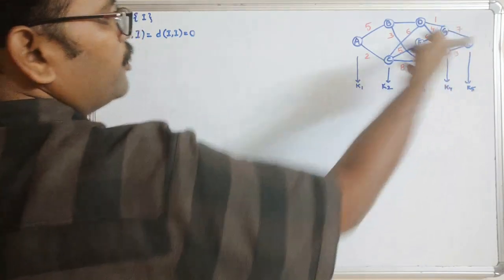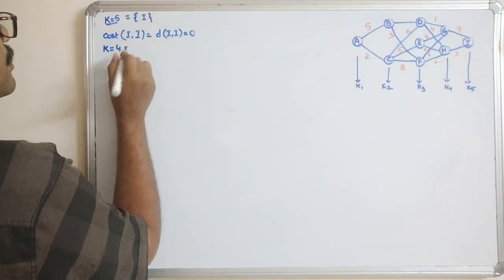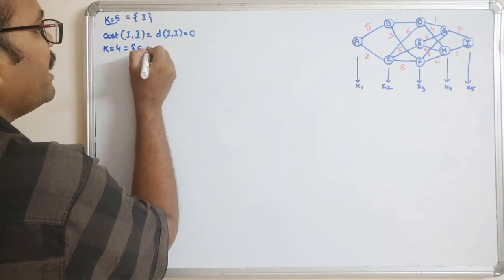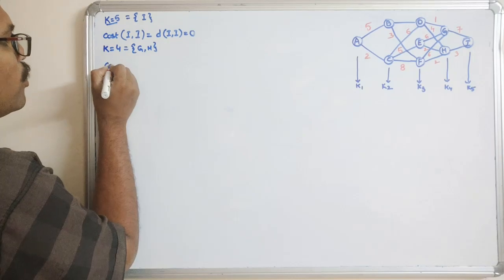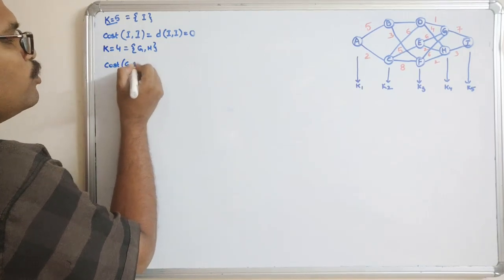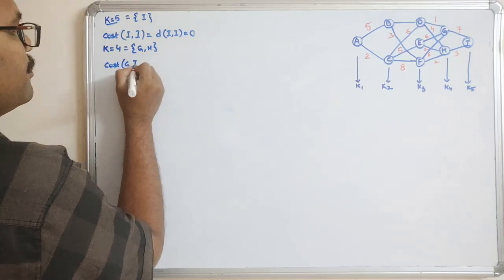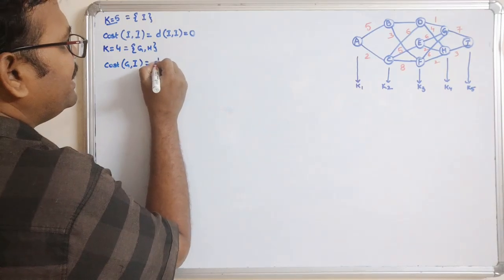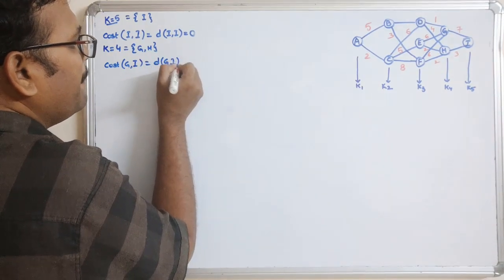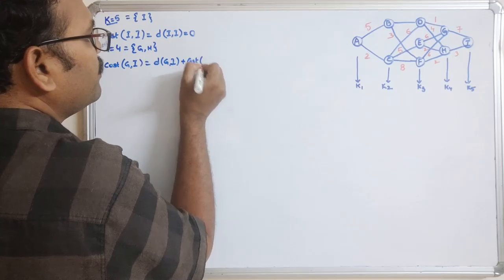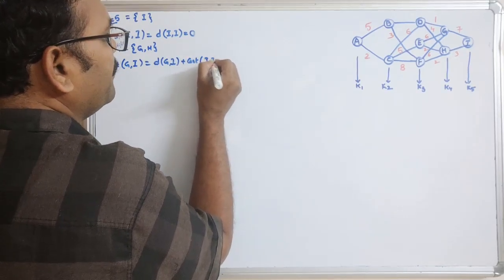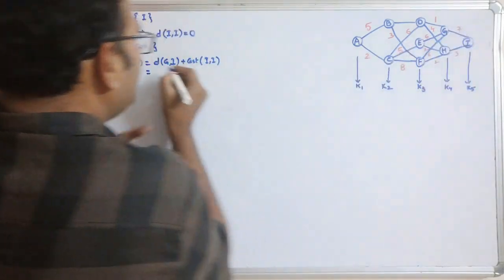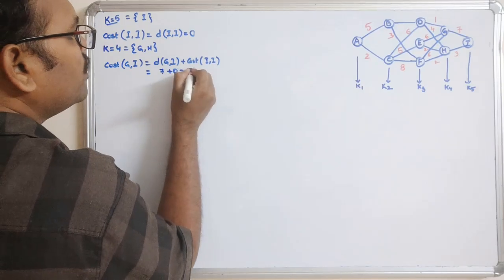So in stage 4 we have 2 vertices, G and H. So we need to find the cost of G to I. The cost of G to I gives the distance of G comma I plus cost of I and I, which is equal to the distance of G and I. It is 7 plus 0, which is equal to 7.